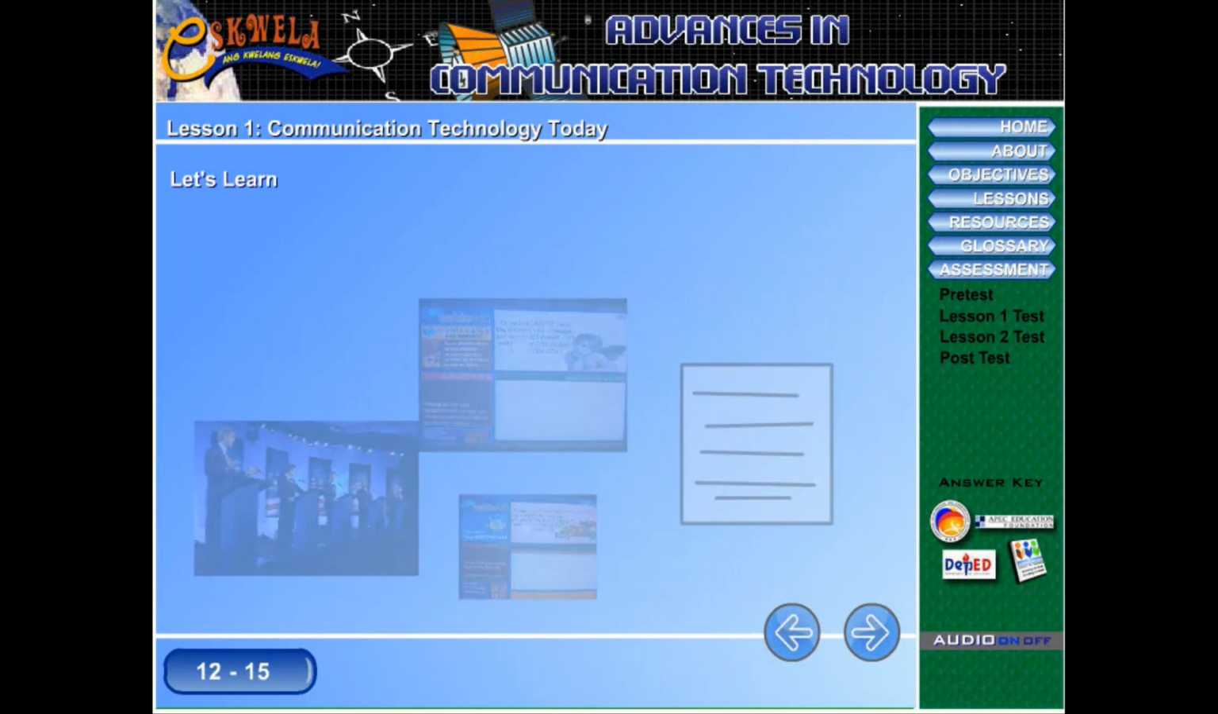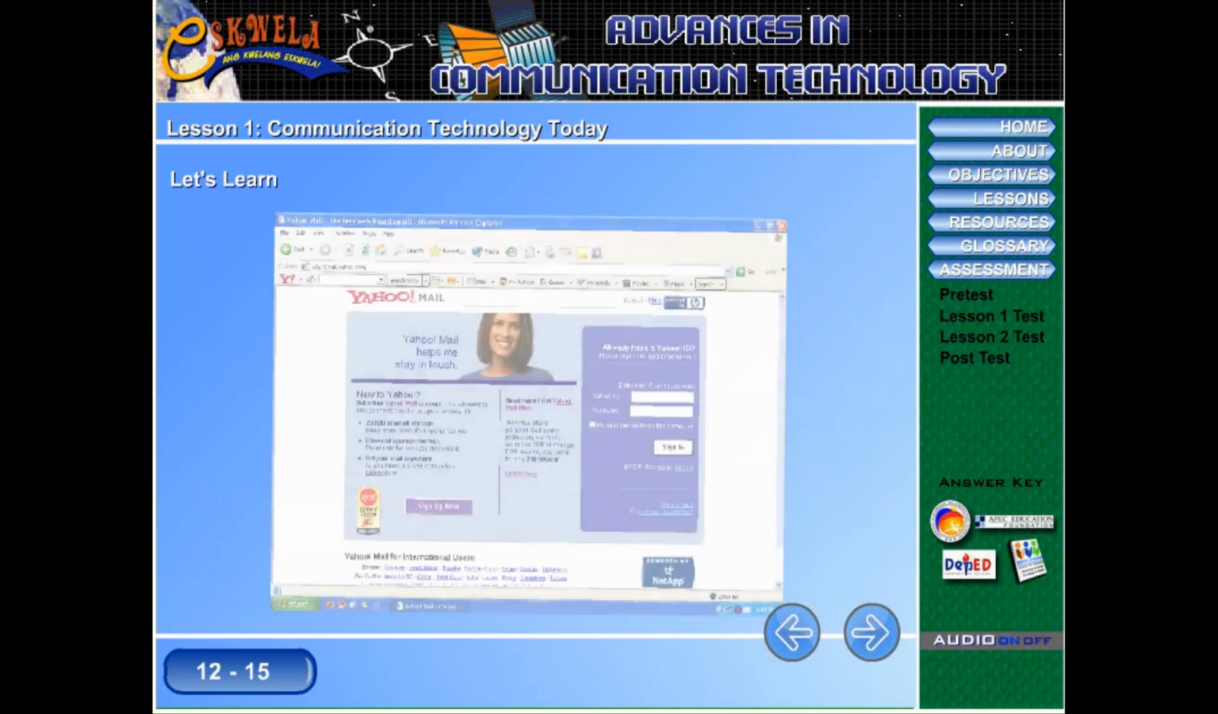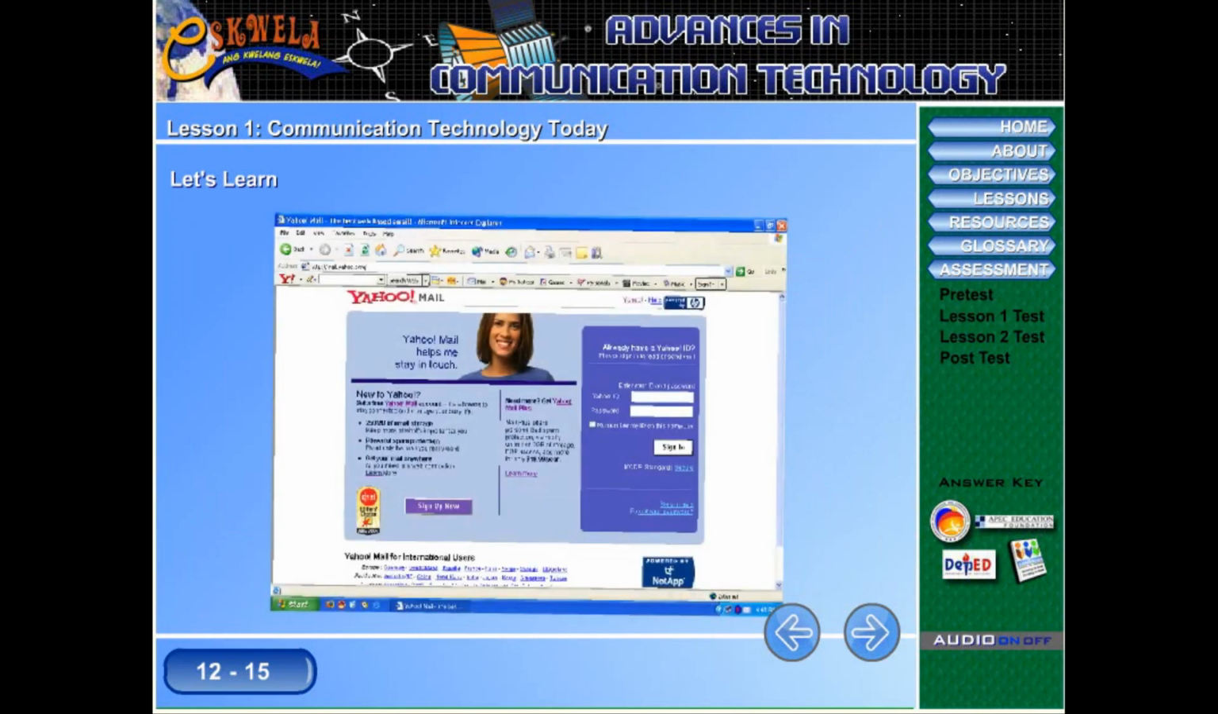Aside from the WWW, the Internet has another feature, the electronic mail or email. Email is the transmission of written messages over the Internet. Unlike letters sent through post, email messages are instantly sent and received. An email message can also be sent to many people at the same time.